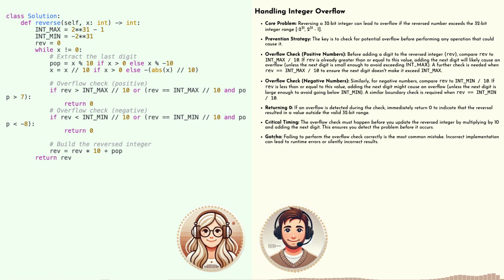Okay, let me wrap my head around this. If the reversed number is already bigger than that threshold, multiplying it by 10 will definitely cause it to overflow, even before adding the next digit. Exactly. Okay, I'm starting to see it.